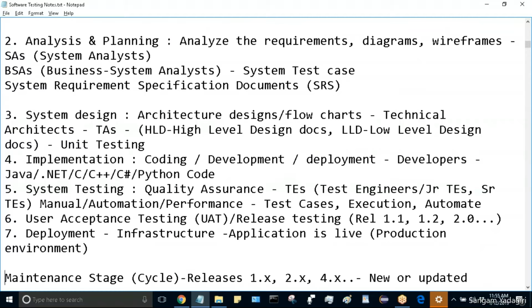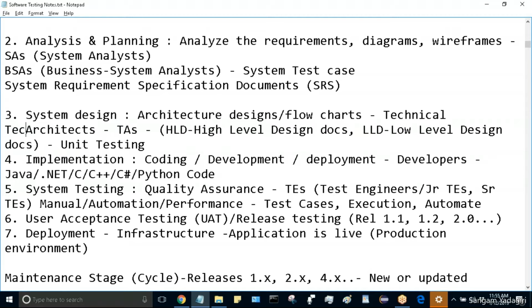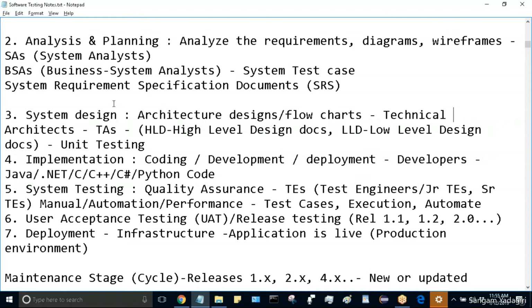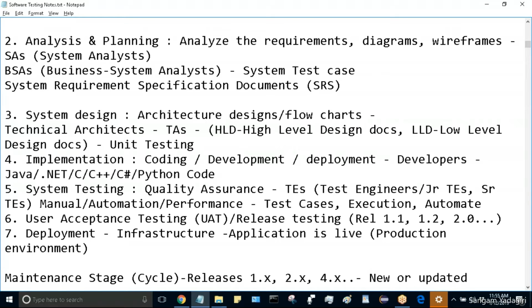System design people are mostly the architects. They are known as system architects, or technical architects. They will document and design the two flows.